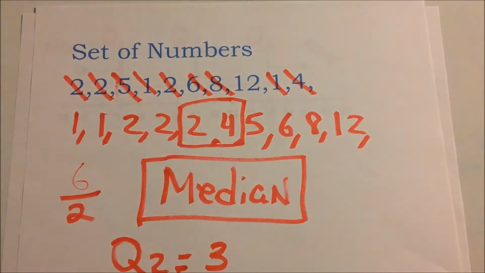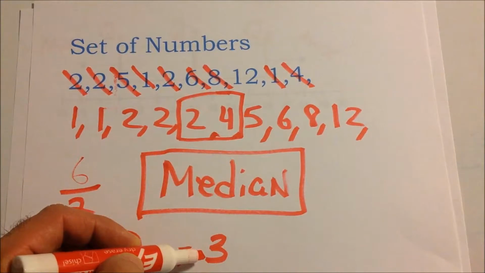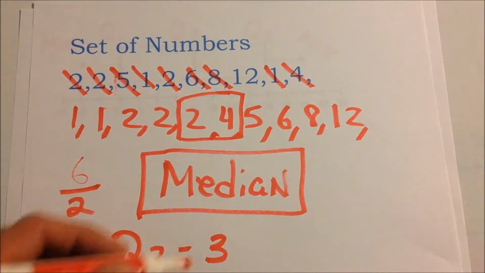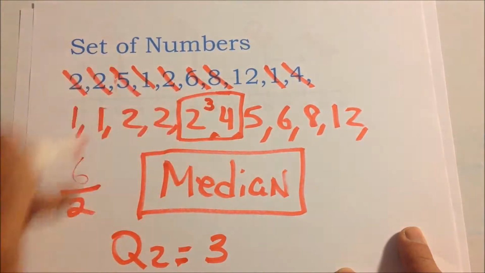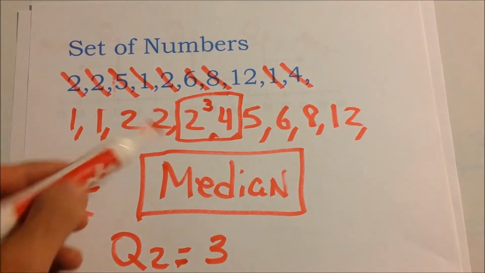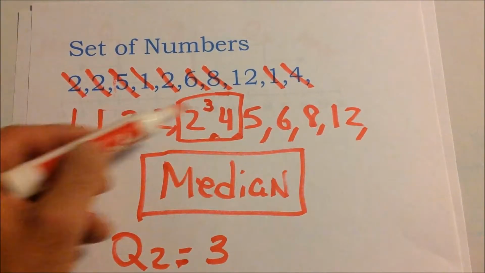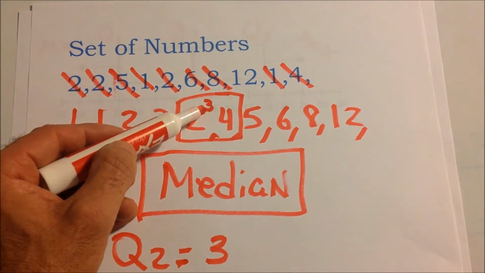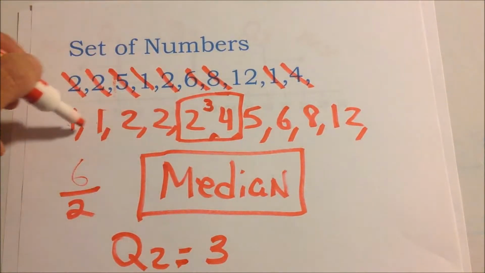Let's go back now. Now we're looking for the first quartile. The first quartile is the median of all the numbers to the left of this number. So again, all the numbers to the left of this number. And the numbers here now are 2, 2, 2, 1, and 1. These are the numbers to the left of 3, which is the second quartile, or the median. We want to find the median of all these numbers now.